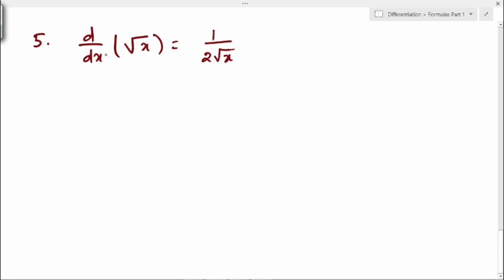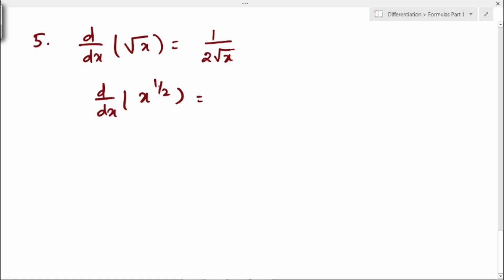Next we have the formula, that is d by dx of root x. So the differential of root x is 1 by 2 root x. So first we will see how we get this 1 by 2 root x. This d by dx of root x can be written as x to the power 1 by 2, right? This root can be written as power 1 by 2.